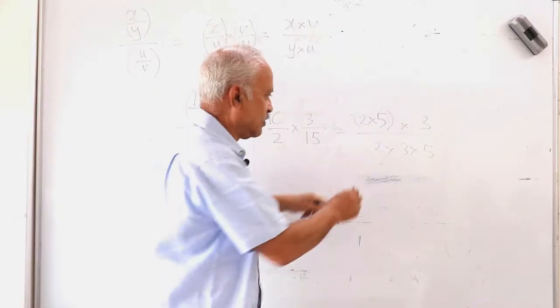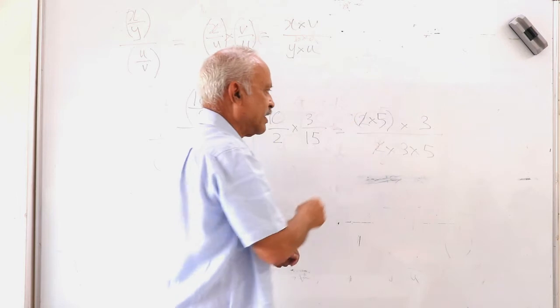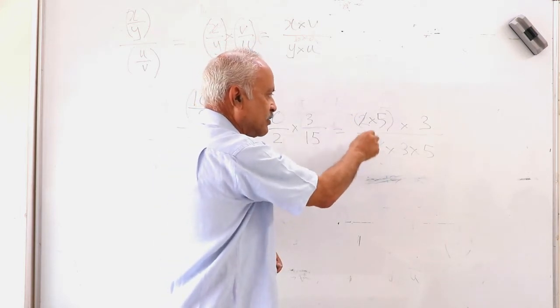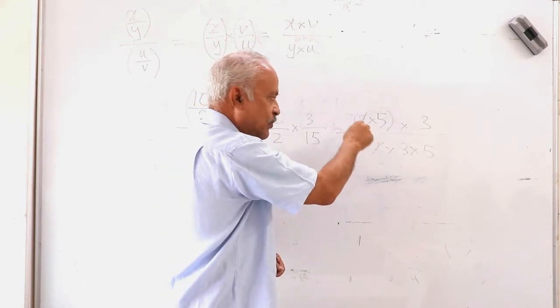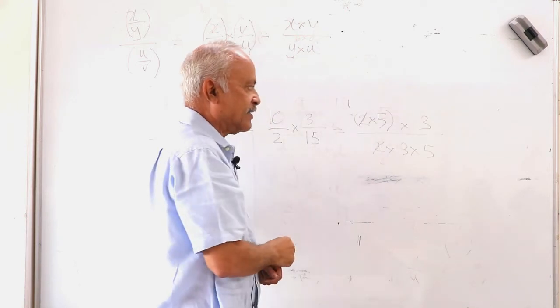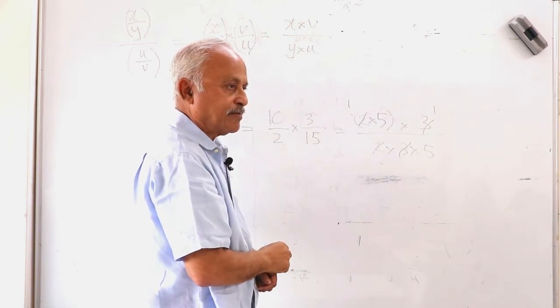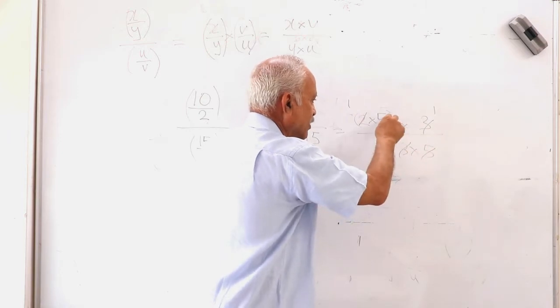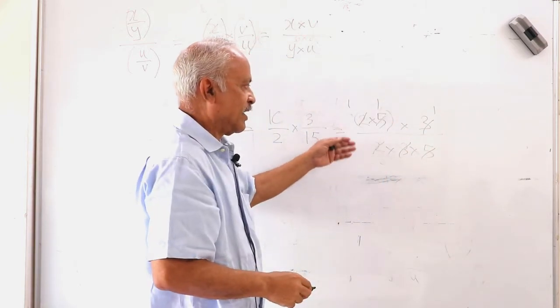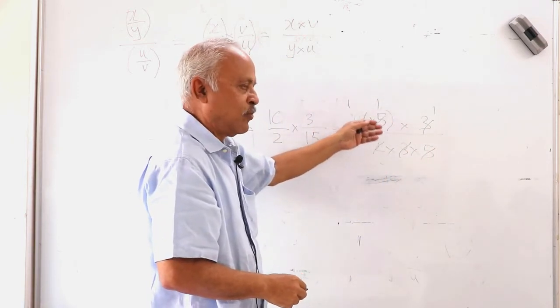2 and 2. When I cancel 2 and 2, I get 1. 2 upon 2 is 1. Okay. What else can I cancel? 3 and 3. Again I get 1. What else? Look, 5 and 5. So I get 1 into 1 into 1, which is equal to 1.